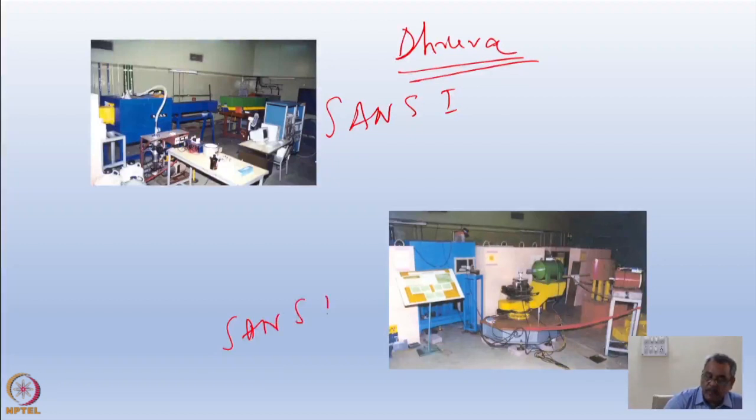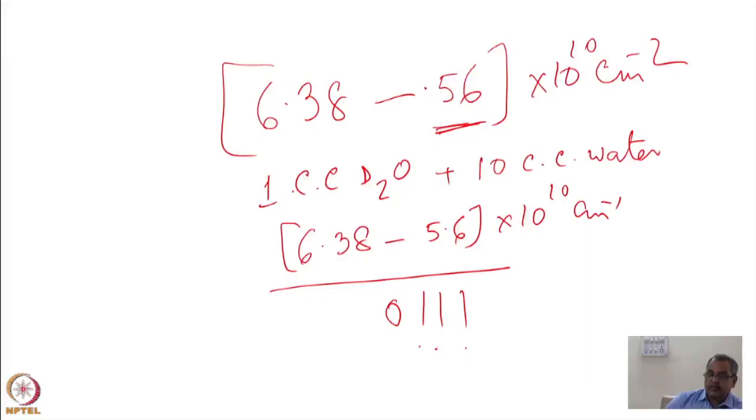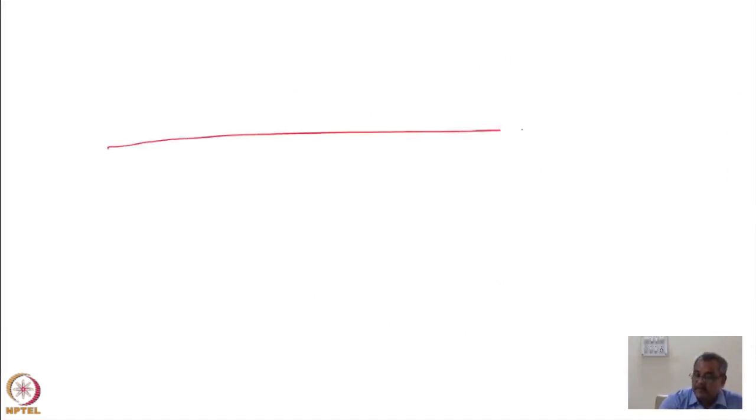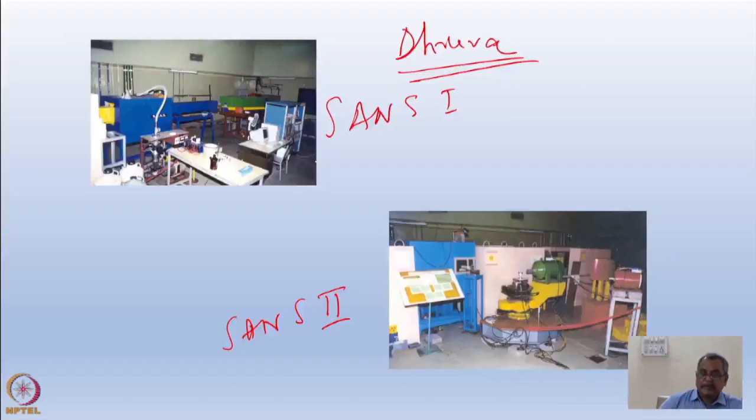Both of them are at the Dhruva guide hall, and one is based on, I will explain it to you, a velocity selector today. Earlier it was a beryllium oxide filtered beam. Most importantly, for most of the SANS experiments, because you are doing experiments at a small angle, large distances are involved because you have to collimate the beam very nicely. So the same thing has been used by us for this.